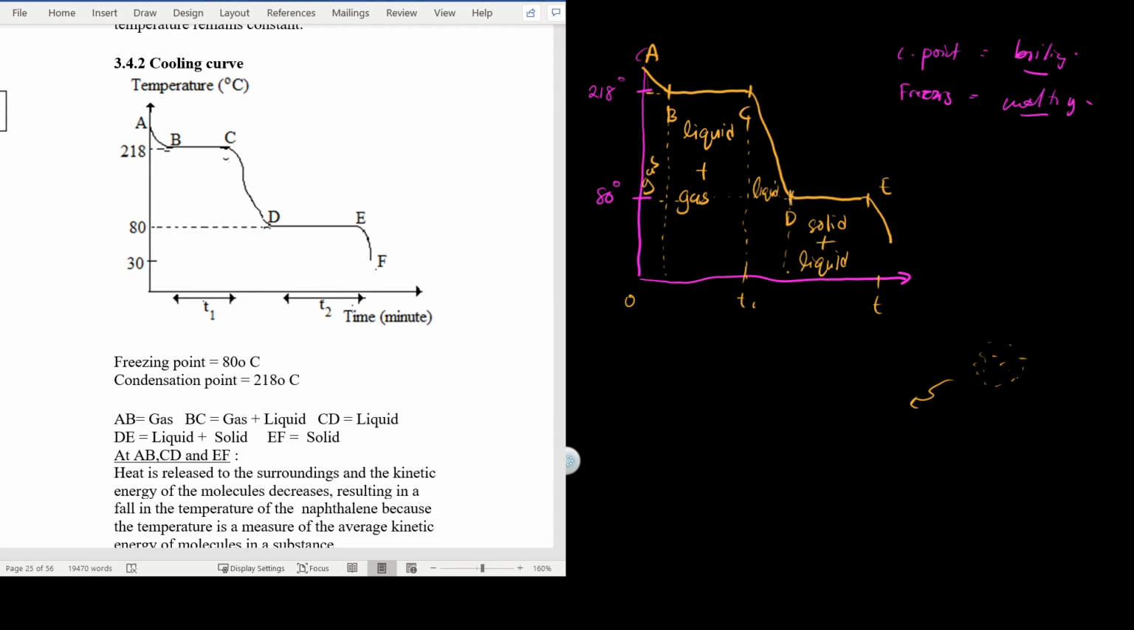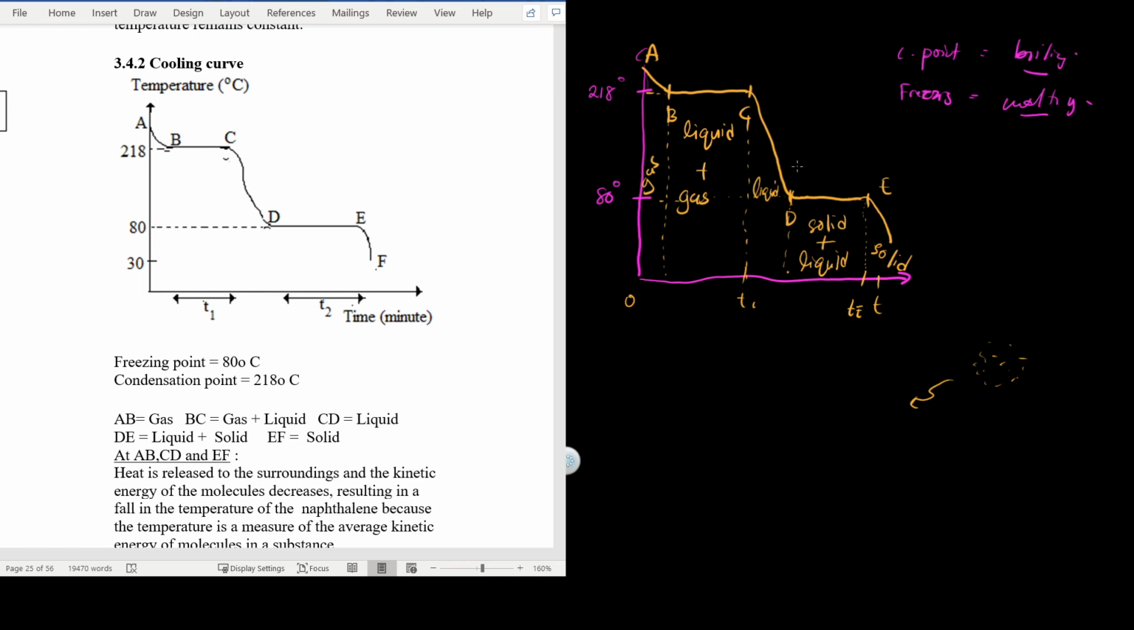And then the temperature will keep constant until a certain time. Okay, let's say this is E. Until a certain time, what will happen? Then all of that liquid can be said to have changed into solid. So beyond E, what we have here is just solid. Okay, so that is all about the cooling curve.